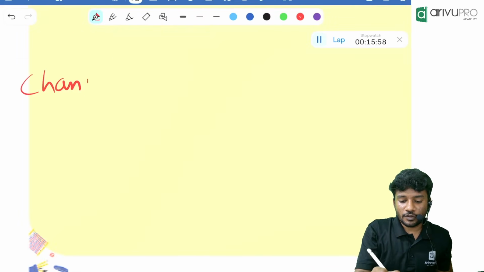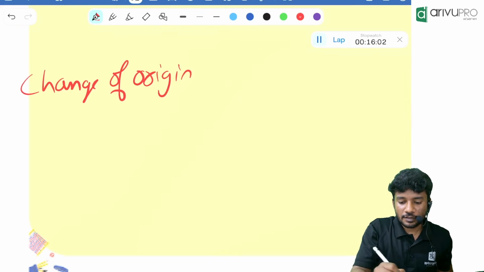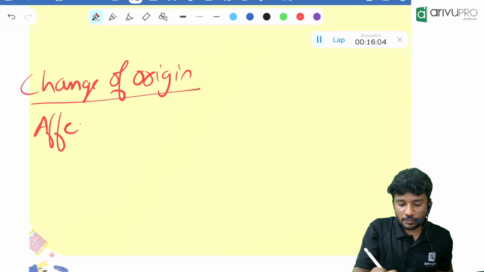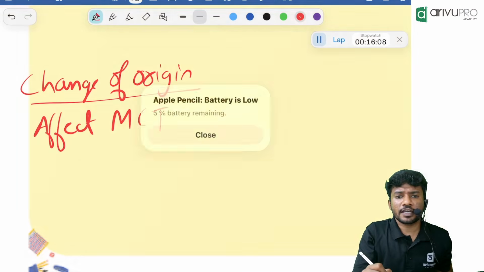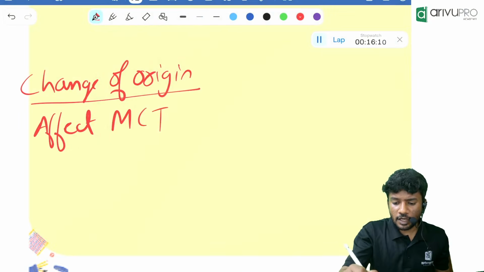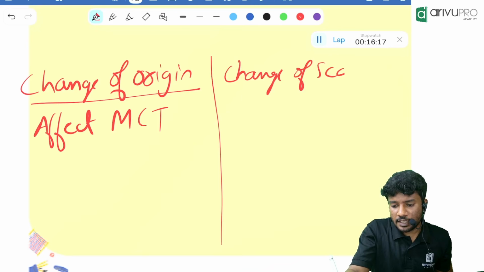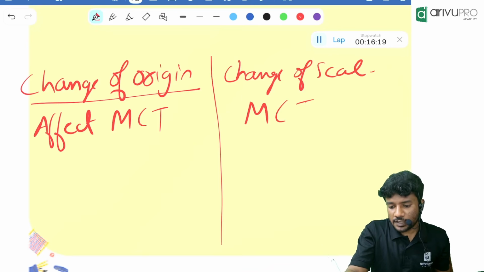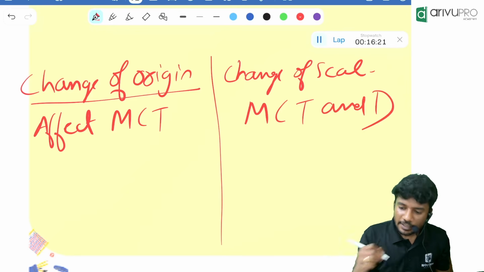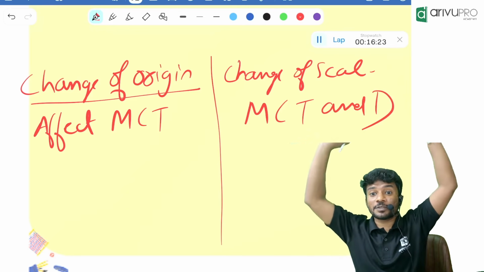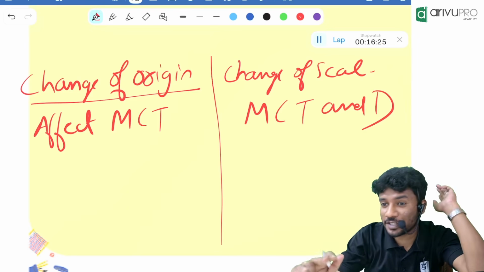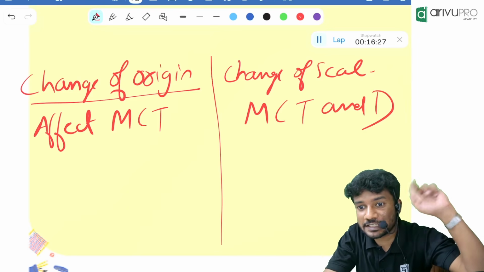Now, change of origin affects whom? It affects the measures of central tendency: mean, median and mode. Now, change of scale. Change of scale affects whom? Measures of central tendency and dispersion. So we are talking about the chapter named measures of central tendency and dispersion.